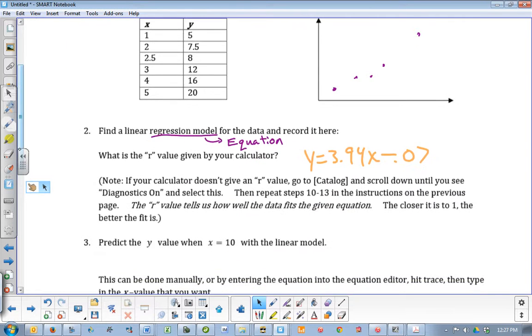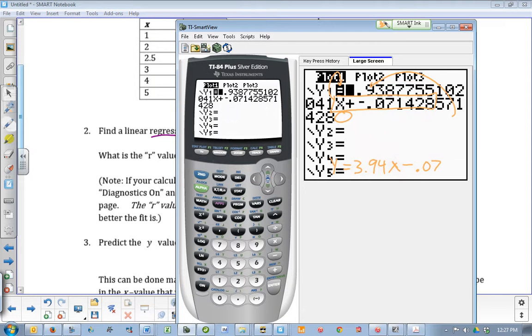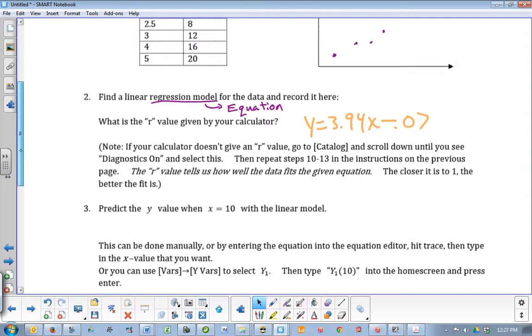Okay. Now the reason why we stored that regression equation is if we go to the Y equals here, there it is. It's all in there already. Okay. So our equation is stored for us. You didn't have to type all of those numbers. That would be a pain. So it stores it nice and accurately for us there. And we're going to need that here in a minute. Okay? So now we've got our model.